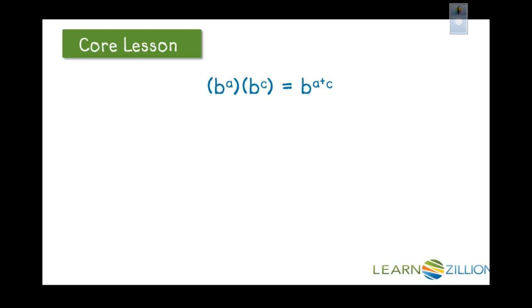Here we have b as a base multiplied by itself a times. Then that result is multiplied by b as a base multiplied by itself c times. A plus c just represents the total number of times we use b as a base.